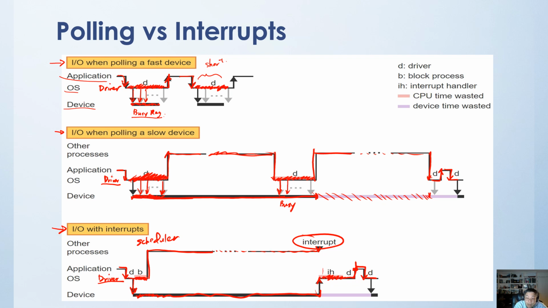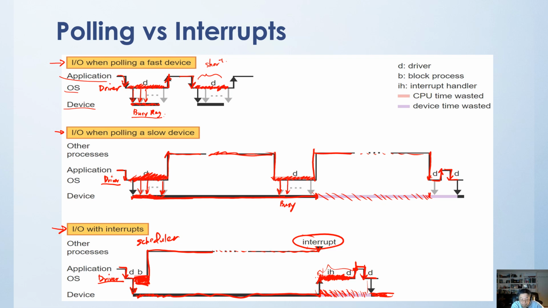Now the CPU time is wasted in executing the context switching during this time, and also during the interrupt handler. The device time is wasted only during the time of the interrupt. When the interrupt happens, the interrupt handler is doing its work, so the CPU is working on this, and during this time the device time is wasted, until the next I/O operation is issued and the device is busy again, right? So this time is wasted.